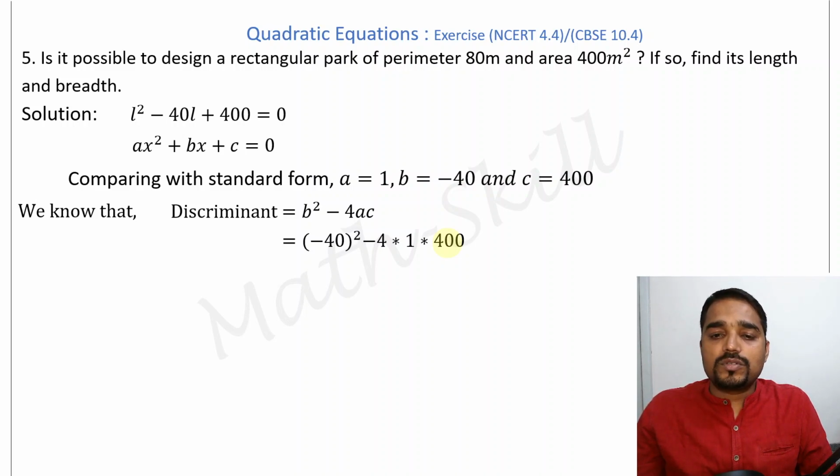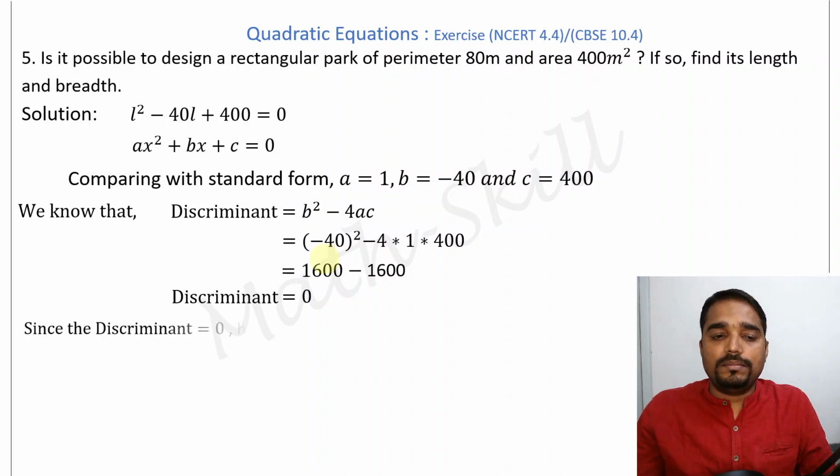Minus 40 whole square is plus 1600, minus 4 ones are 4 multiplied by 400. 400 4s is 1600. So minus 1600. So plus 1600 and minus 1600, they would get cancelled. Therefore discriminant is equal to 0. Since discriminant is equal to 0, real roots exist and the roots would be equal. Therefore the condition is possible.